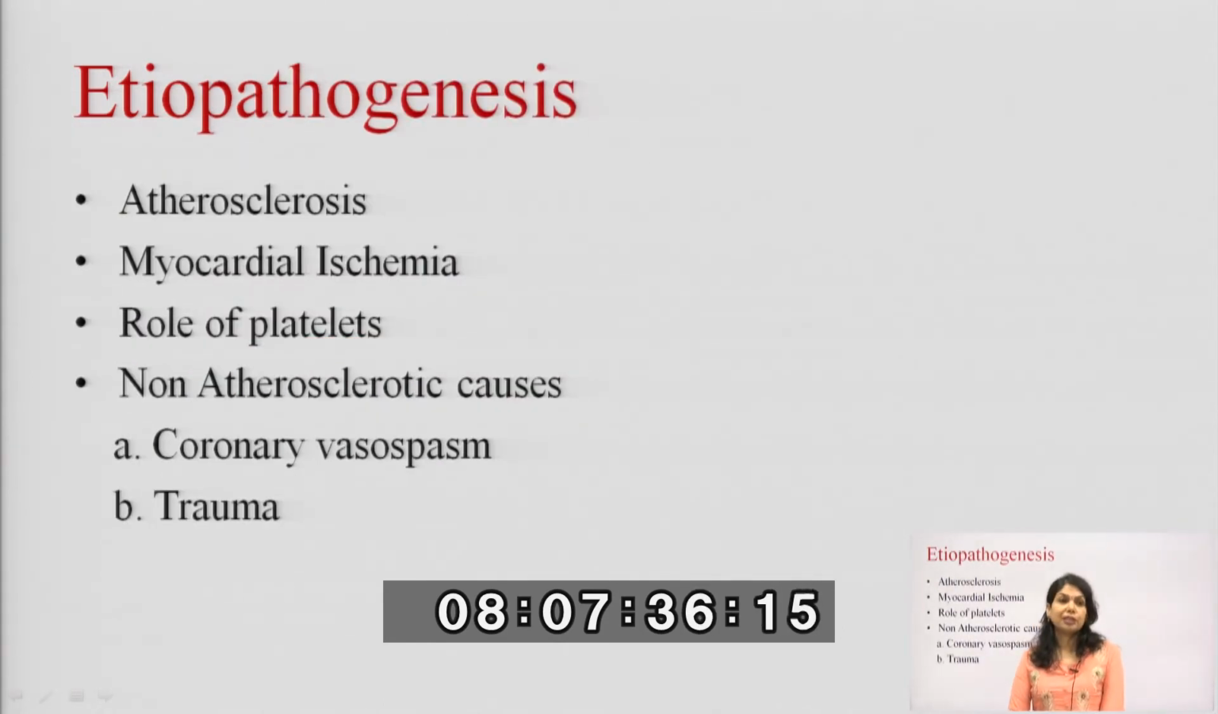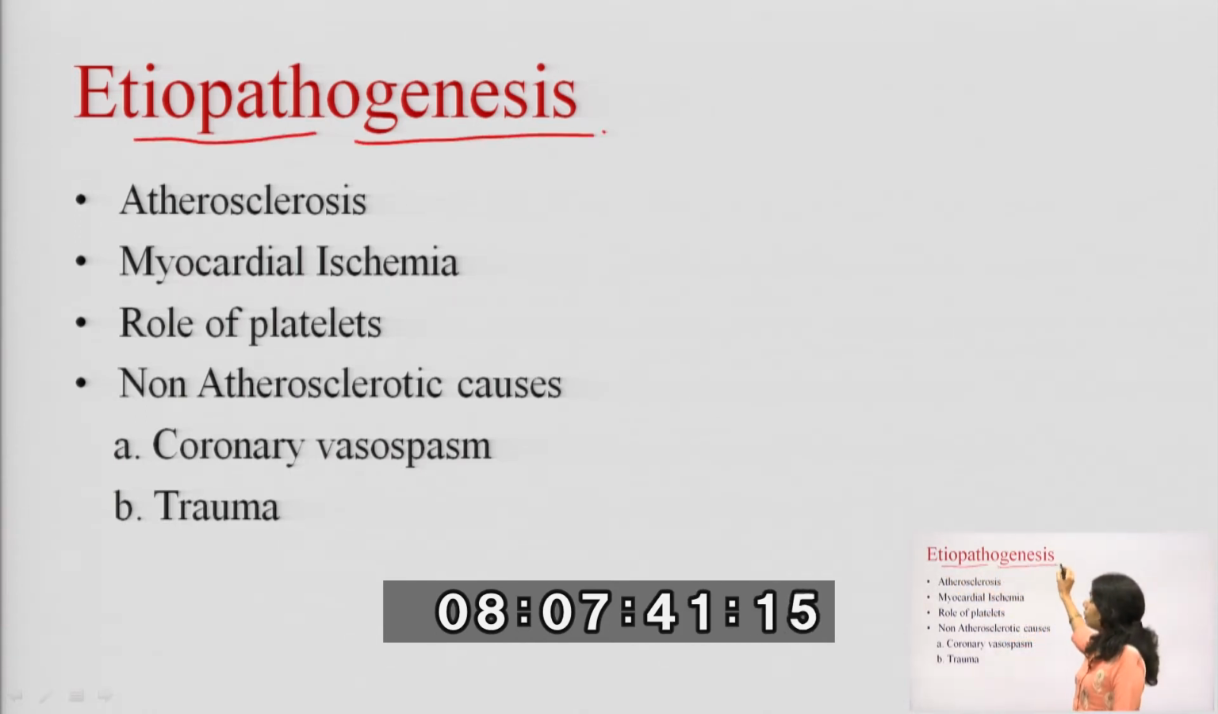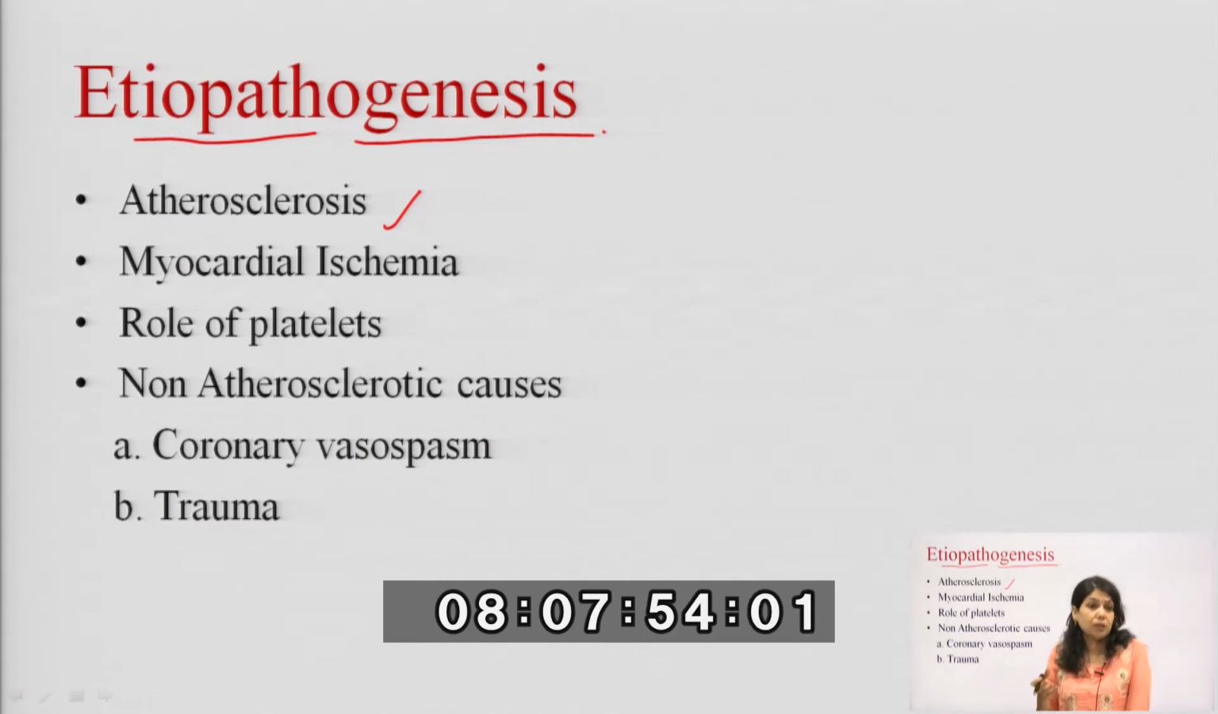Now, etiopathogenesis is the cause and the development of the disease, how the disease is developed. How? Atherosclerosis is the hardening and stiffening of the arteries, which may result in infarction. Then myocardial ischemia: ischemia means less oxygen supply to the myocardial portion, and that ultimately leads to ischemia. Then the role of platelets, platelets have a very important role.